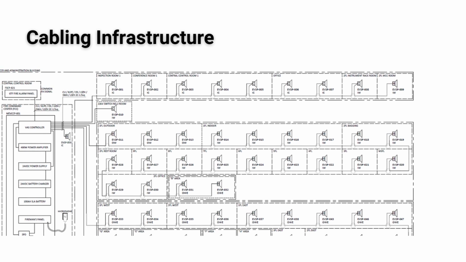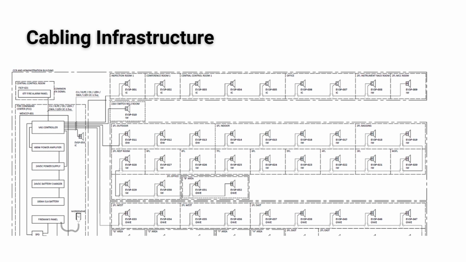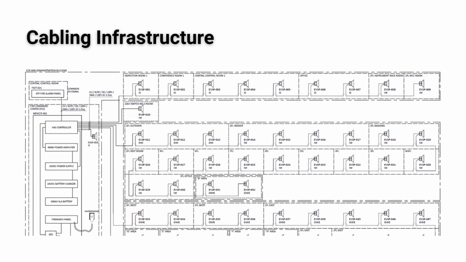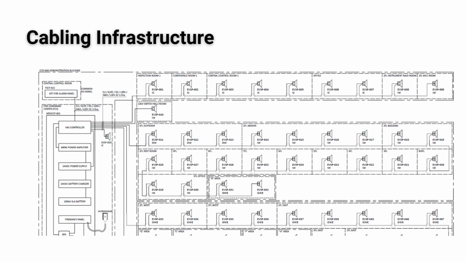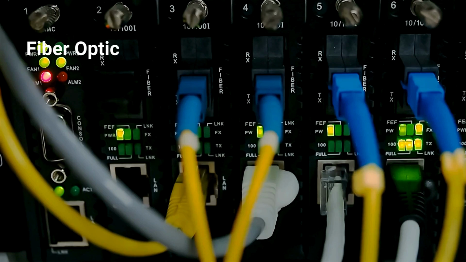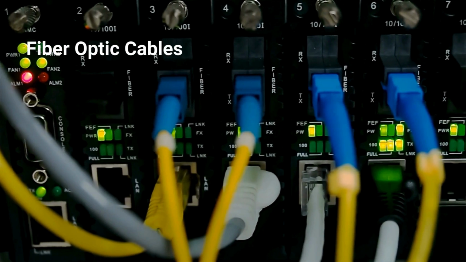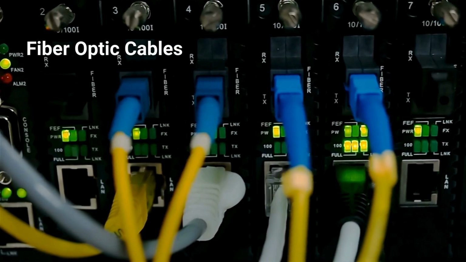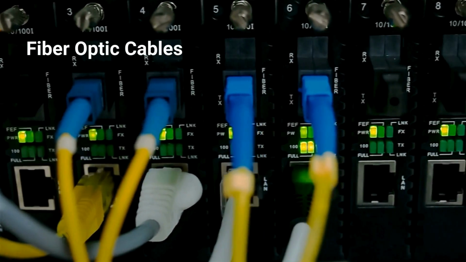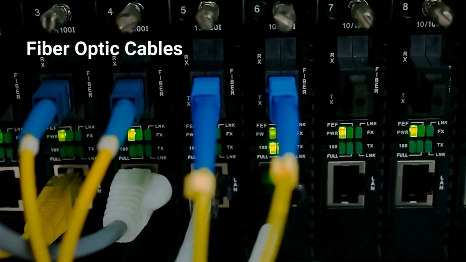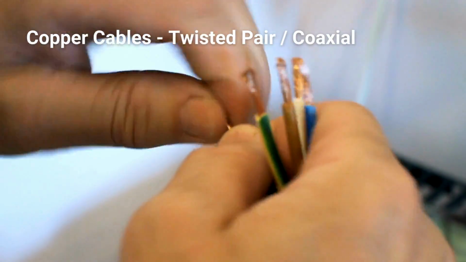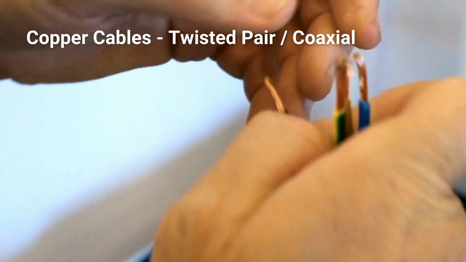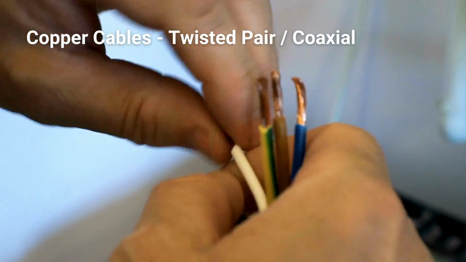Cabling infrastructure forms the backbone of the EVC system, connecting all the components together and ensuring that communication signals can flow uninterrupted. This includes fiber optic cables, which are often used for long-distance connections and in areas where electromagnetic interference, EMI, is an issue, and copper cables, twisted pair or coaxial, which are suitable for shorter distances or non-critical areas.